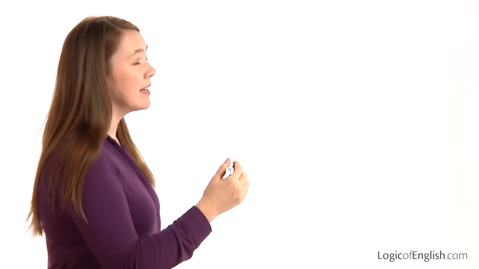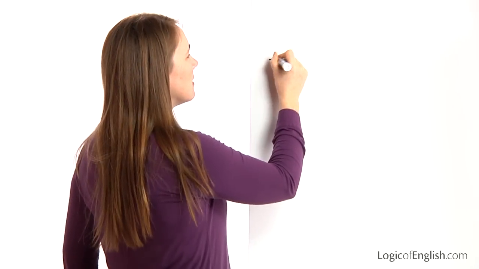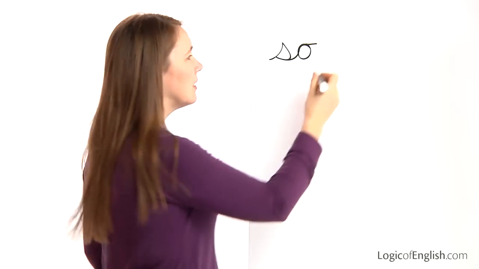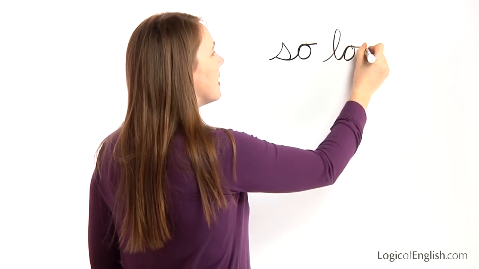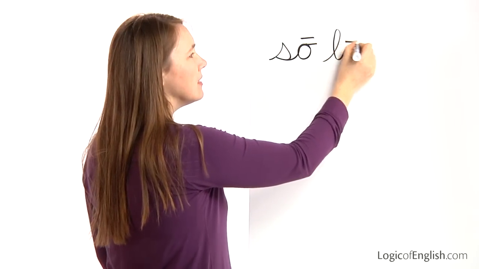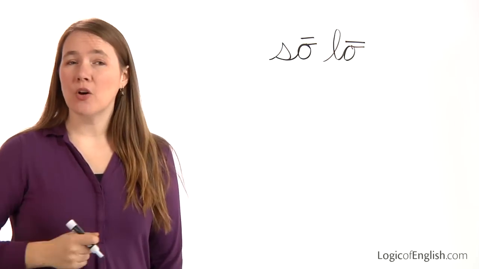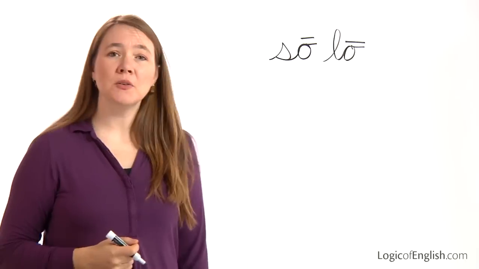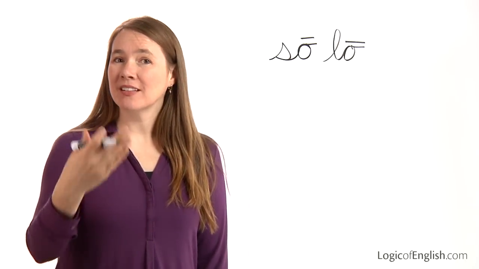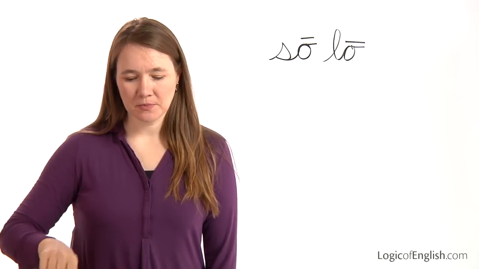And now help me to write it. The first syllable is so, s-o. The second syllable is lo, l-o. How will we mark it? We'll put a line over the O and a line over the O. And why did the O's say their names in solo? That's right, A, E, O, U usually say their names at the end of the syllable.